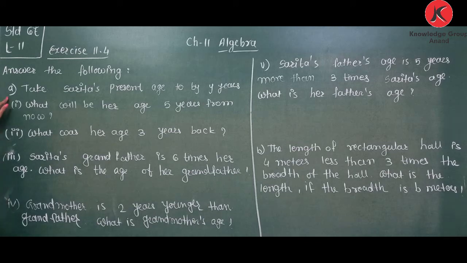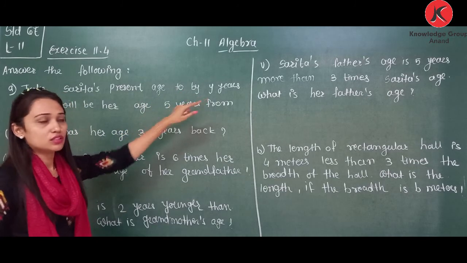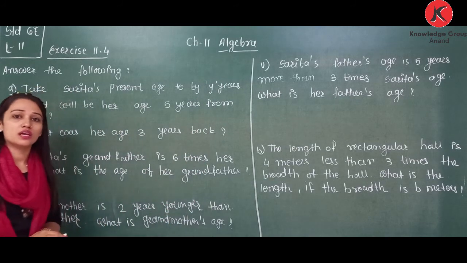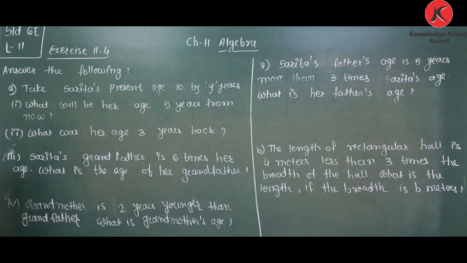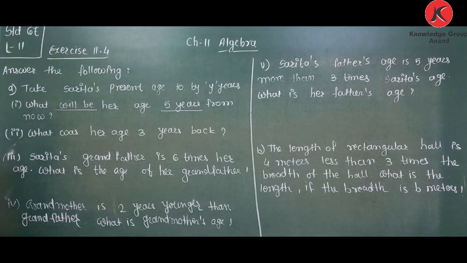First, age. Take Sarita's present age to be y years. Here the variable y is given, and it represents Sarita's present age. What will be her age 5 years from now? Means, after 5 years, what will be her age?